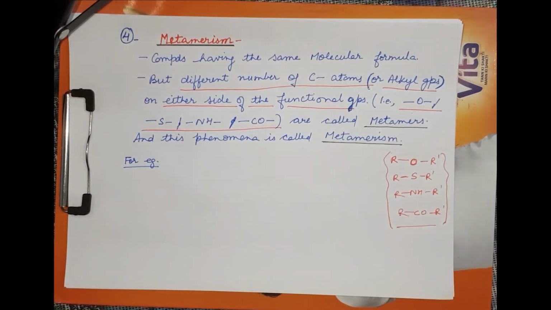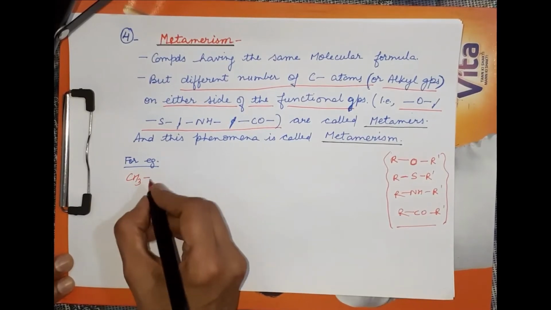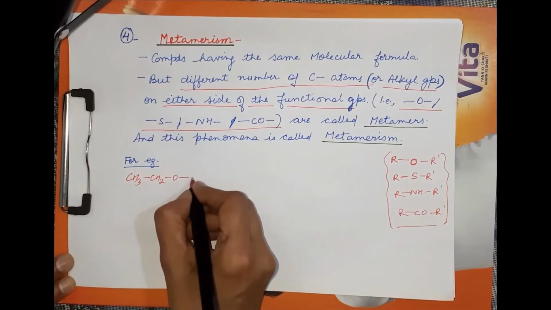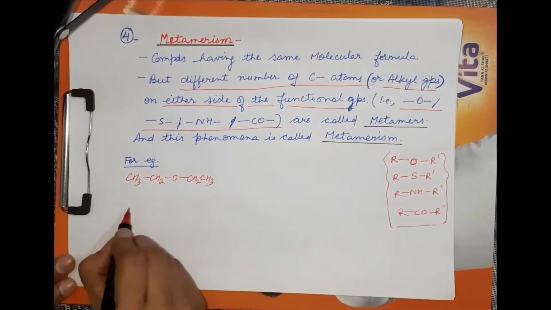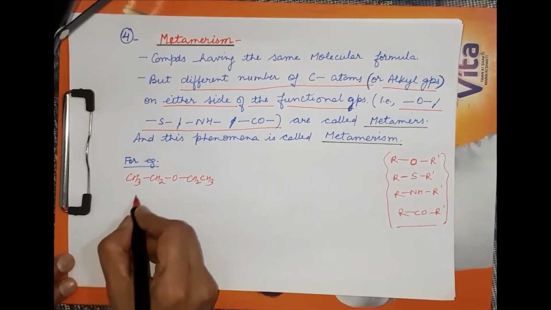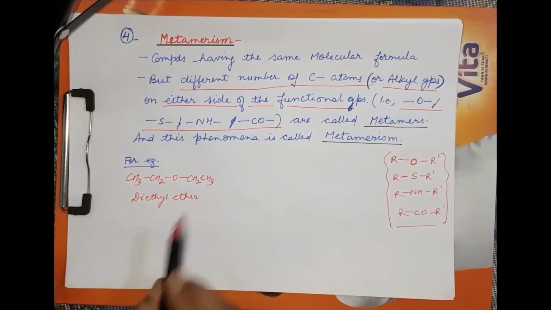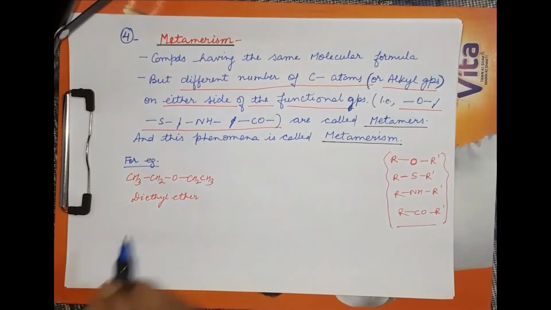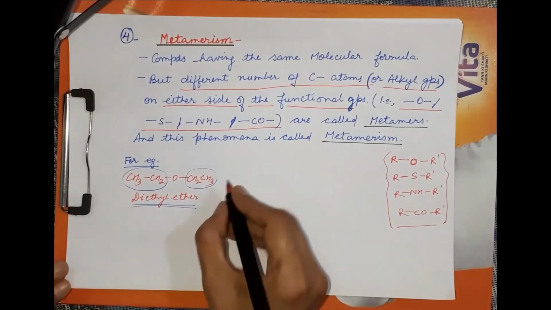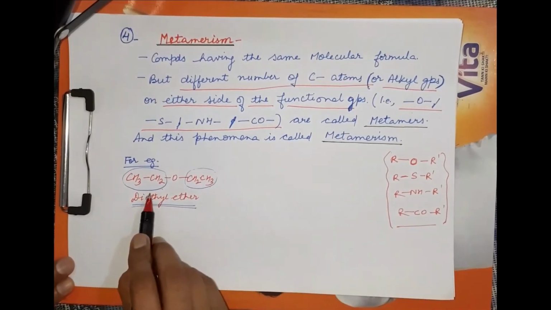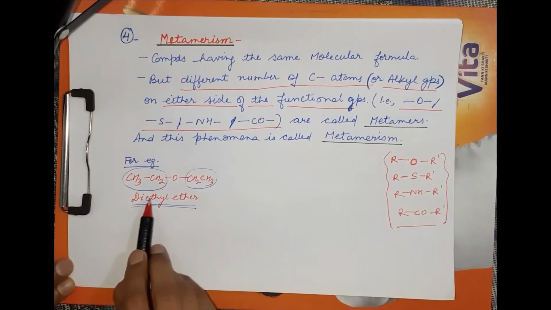So let us take this example first. I am taking the example of the ether. Suppose this is the ether I have written, CH3, and the general name for this ether is diethyl ether, because both sides have the same alkyl groups, and this is the ethyl group. So the name will be diethyl ether. You can say that this is a symmetrical ether, because both sides of the functional group have the same alkyl group.